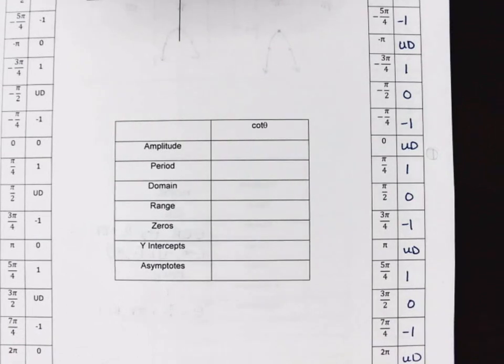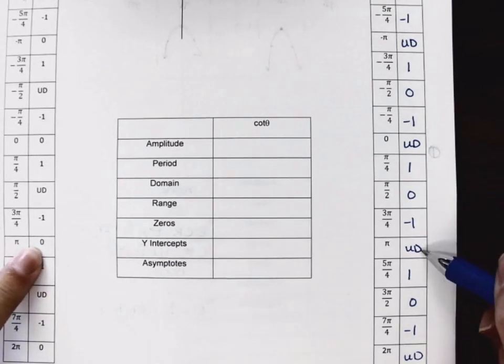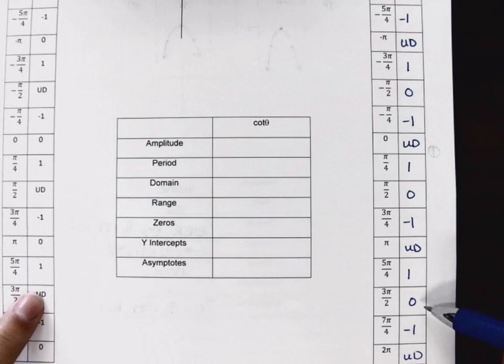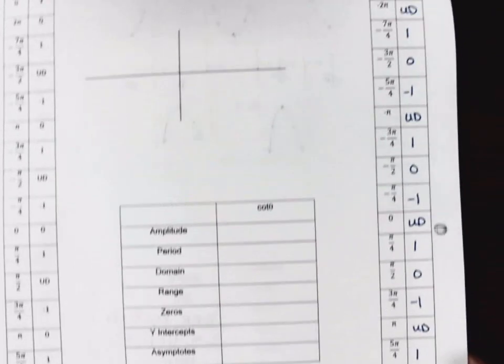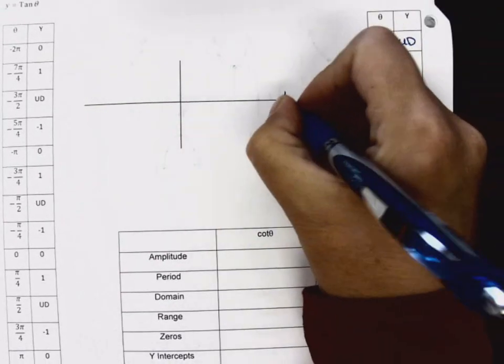All right, so as you can see, there's been a shift. Our asymptotes are moving over. Anywhere there was a 0, it's now an undefined. Anywhere there was an undefined, it's now a 0. So they're flip-flopping places. All right, let's get that graphed.